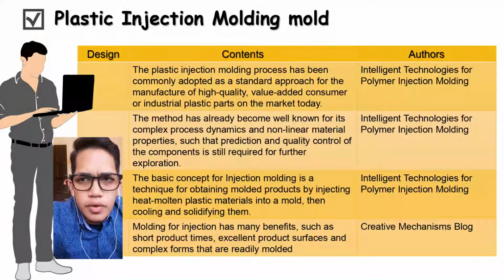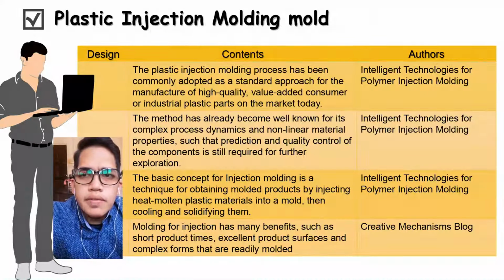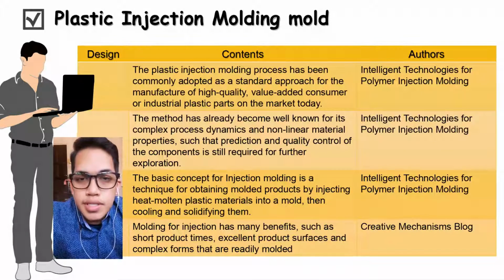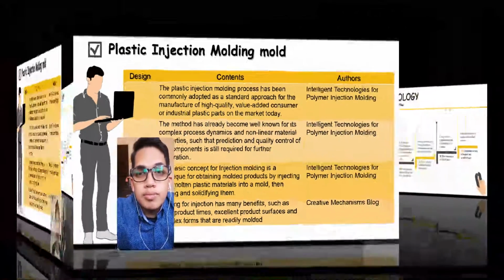The basic concept of injection molding is a technique for obtaining a molded product by injecting heated molten plastic material into a mold, then cooling and solidifying it. Lastly, injection molding has many benefits such as short production times, excellent product surface, and complex forms that are readily molded.